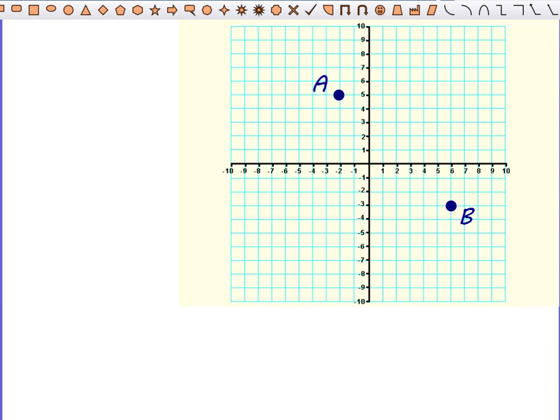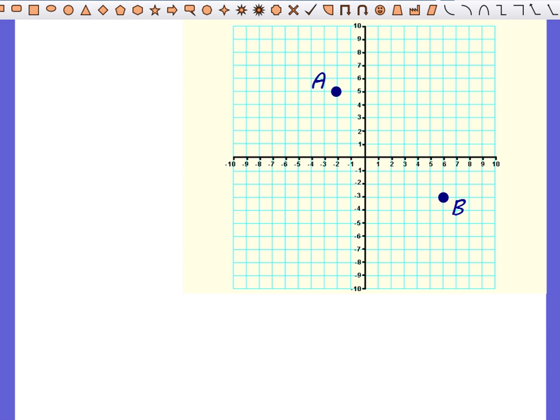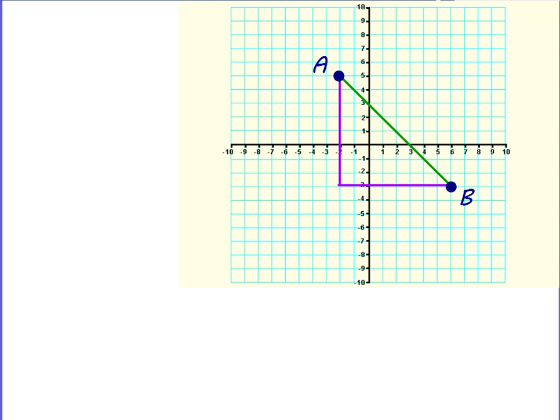Here I have another set of points that I need to find the distance between. Again, I'm trying to find this length from point A to point B. I'm going to use horizontal and vertical lines to make a right triangle from point A to point B. I'm going to count those distances.